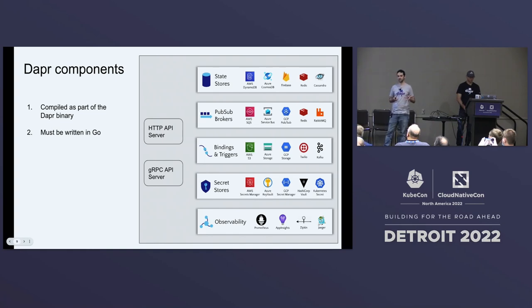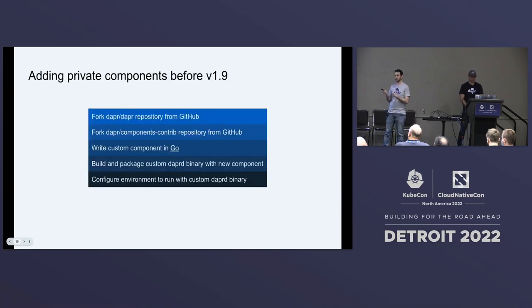But many organizations actually need to extend Dapr for Dapr to be able to talk to systems that are proprietary to their own organizations, or if they have some kind of business logic that's IP to their company and they can't actually contribute it upstream. So this is a use case that we're seeing more and more of. And today it's very difficult adding these private components before version 1.9.